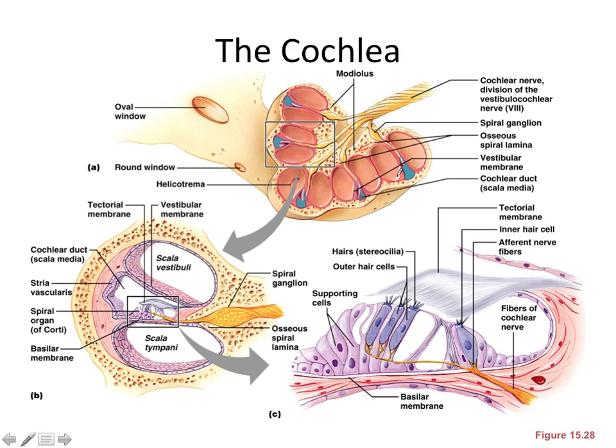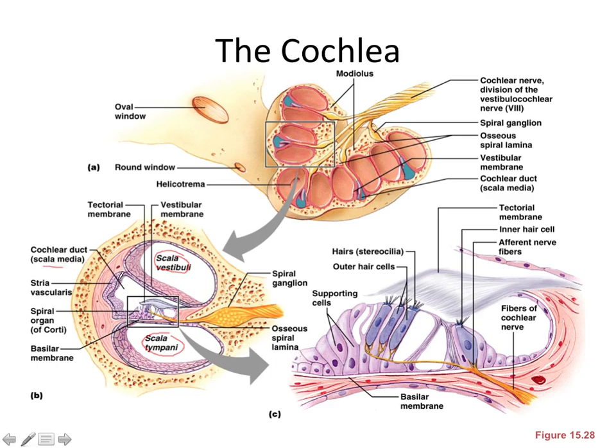The scala media is surrounded by two ducts. The top one is called the scala vestibuli, and the one on the bottom is called the scala tympani. So this is the scala media.